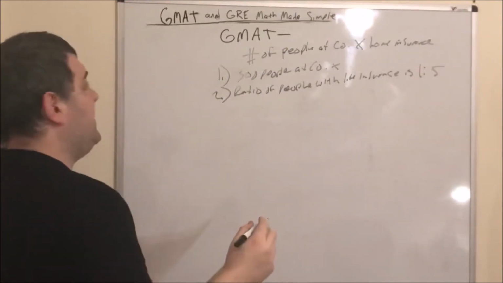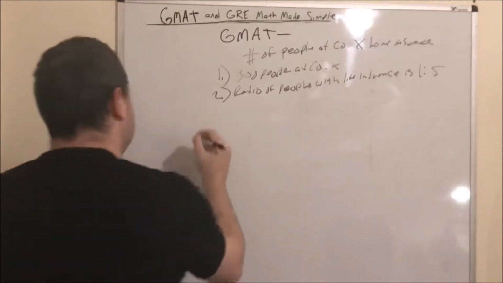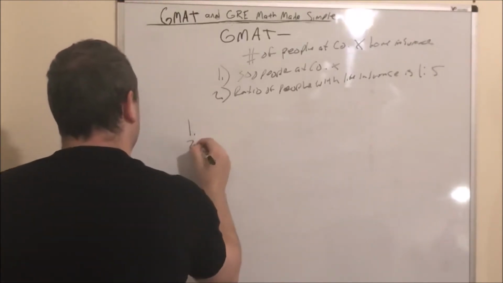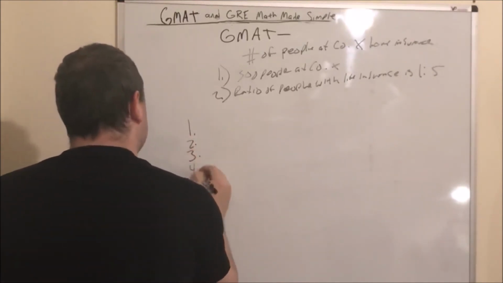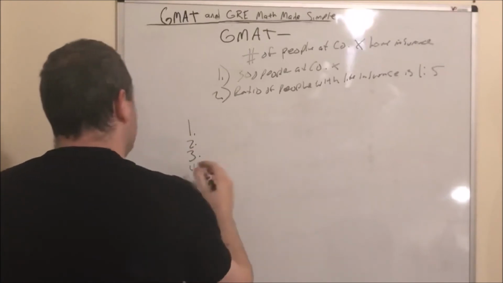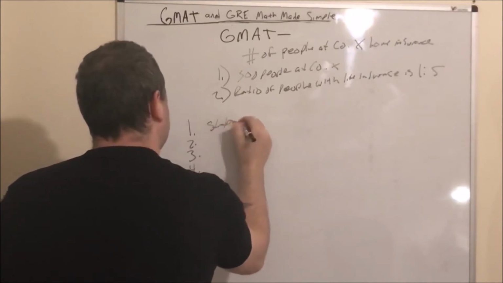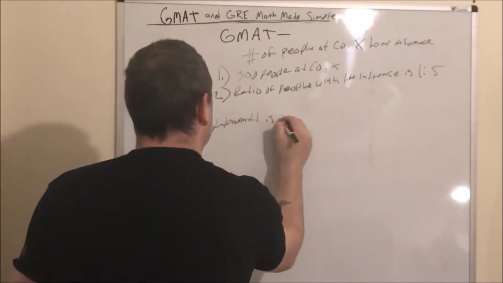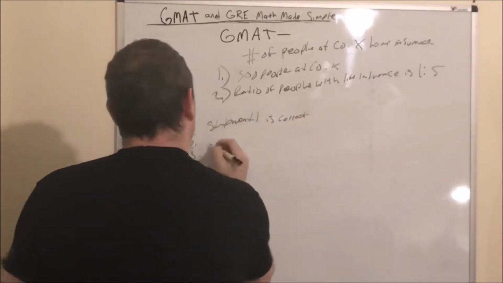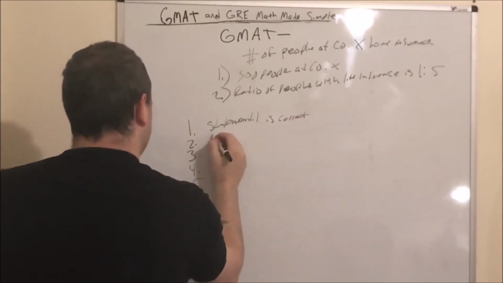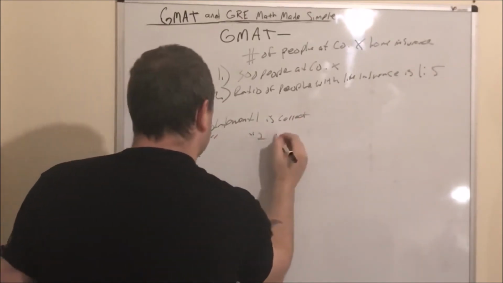Now, when it comes to the data sufficiency problem, we're going to have these 5 answer choices that are going to be there forever, because they're going to be the ones that are universally known. This one says statement 1 is correct. The second one says the same thing, except statement 2.